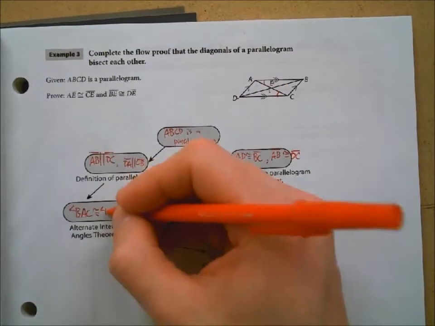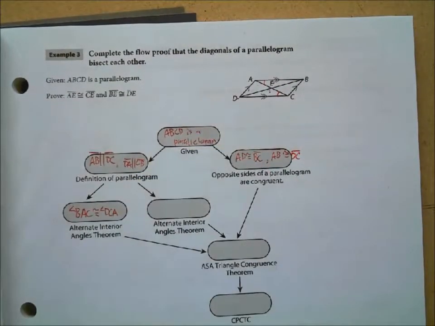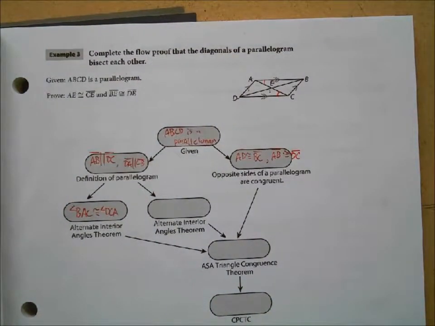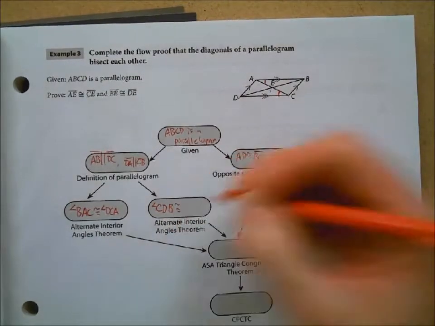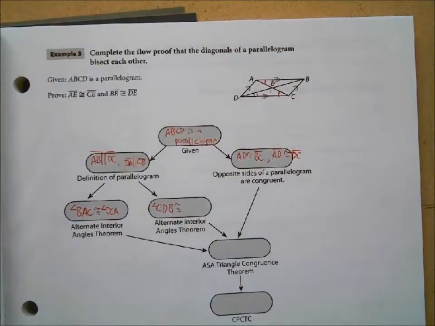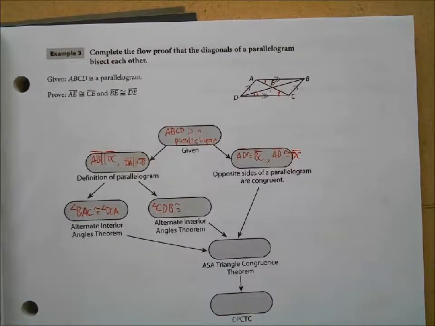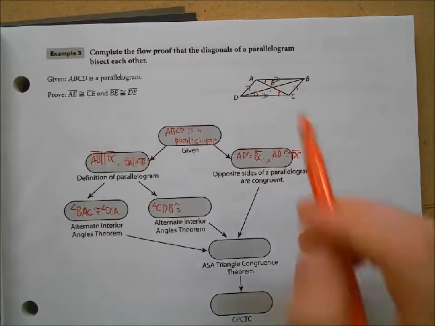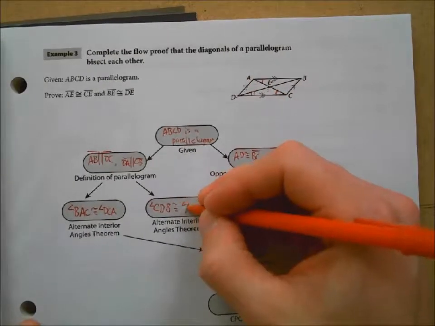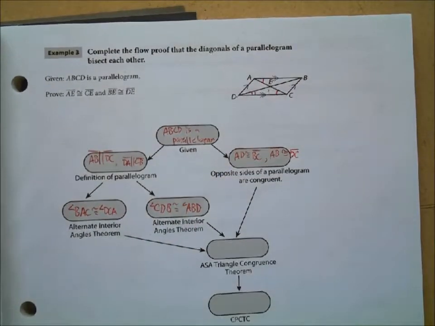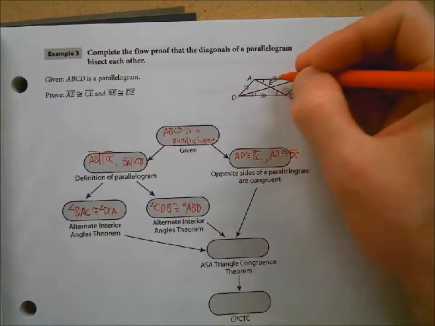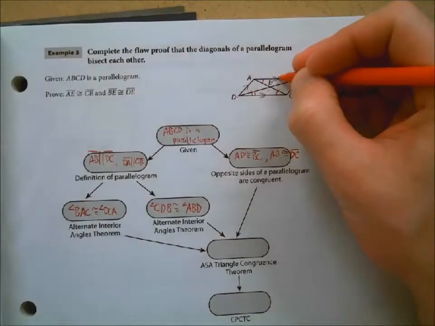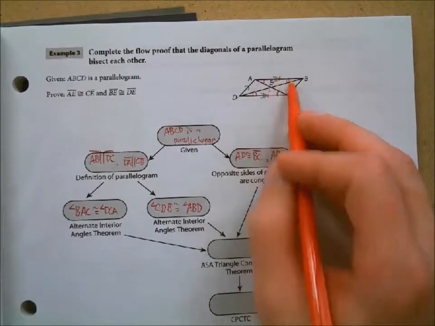CDB, this angle right here, what will that be congruent to? ABD, yeah, very good. Angle ABD. And we said, if you remember, that those are congruent and those are congruent. So you can see the angle, side, angle right there.